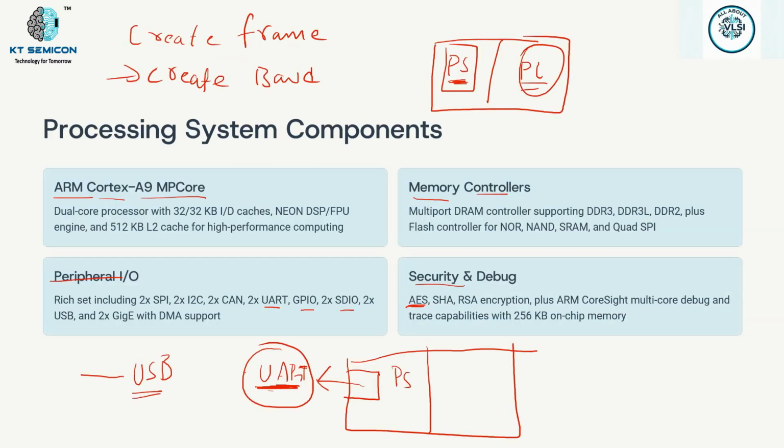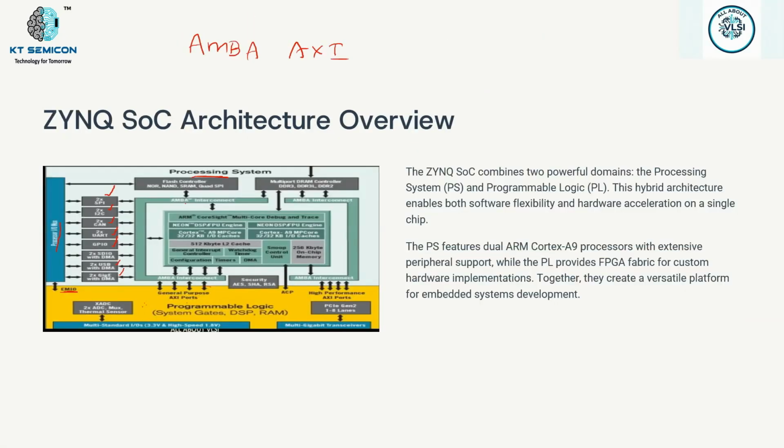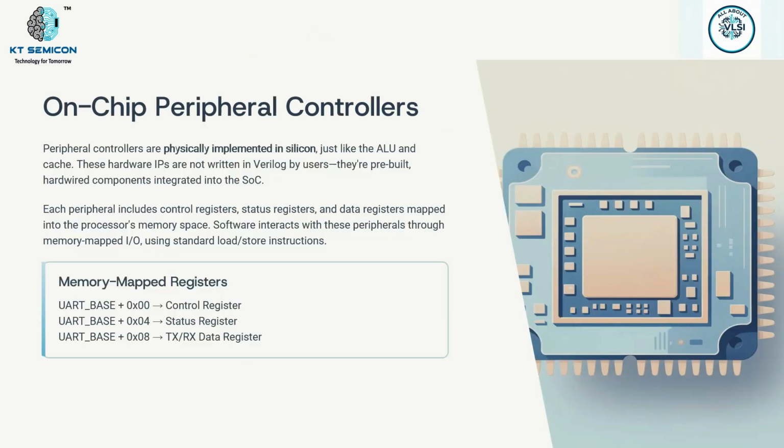We will discuss this later. But now, what we are going to understand is how this processor is going to communicate with these particular controllers or the IPs which we are going to have, right? So that is what I was talking about: on-chip peripheral protocols.